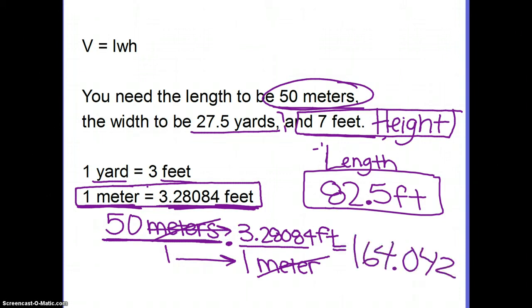Okay, so I put that in my calculator. I got 164.042. So now if you look on the top, that's the number I got, and I've got feet left on the top. So I bring feet over here. On the bottom, I got 1 times 1. There's no more meters, so I just have 1 times 1, so I have 1 on the bottom.